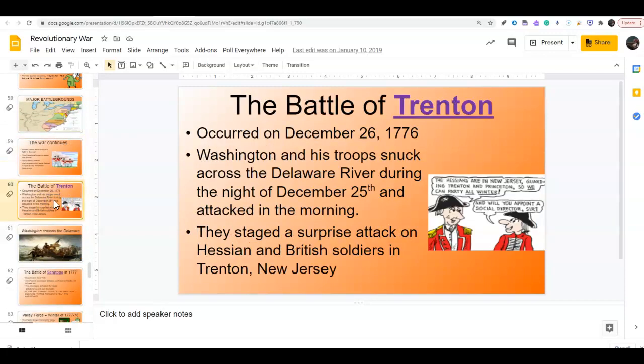Now, we got a few turning points we're going to look at. The first is the Battle of Trenton. During the winter months, normally the soldiers took time off and they just went to camp and tried to wait out winter. Well, George Washington wasn't having that. So on the night of Christmas, George Washington and his army crosses the Delaware River.